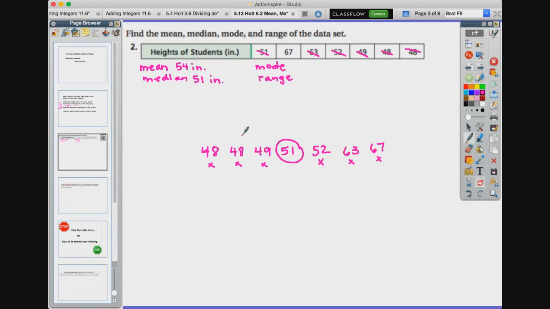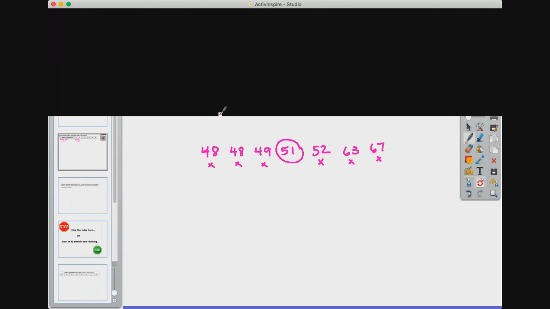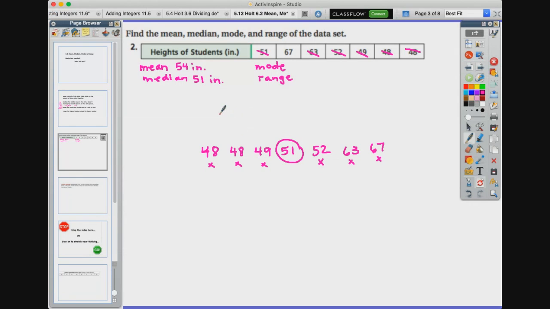Okay. Next, we look at the mode. Which one of these occurs the most amount of times? So when I look at the data, I have 2 48s, and then I have nothing else that is repeating. So 48 inches would be my mode. Now, if we had another kid move in and that person's height was 52 inches, it is possible for me to have a mode of 52 and 48, because it's possible to have more than one mode. All right.